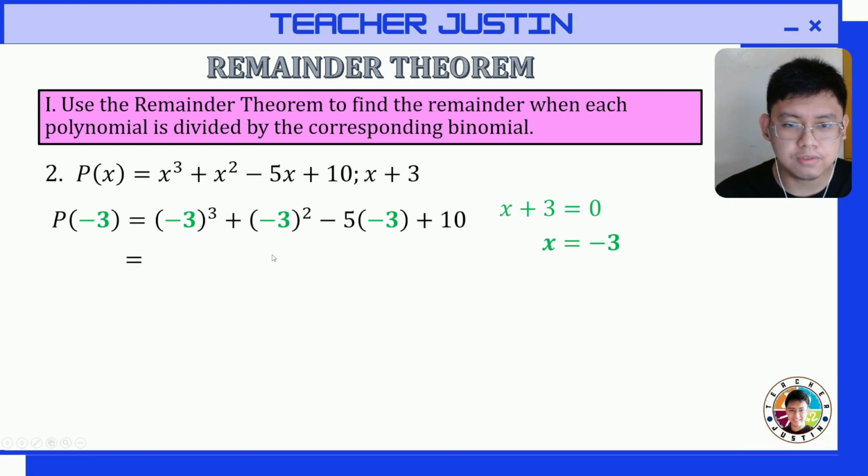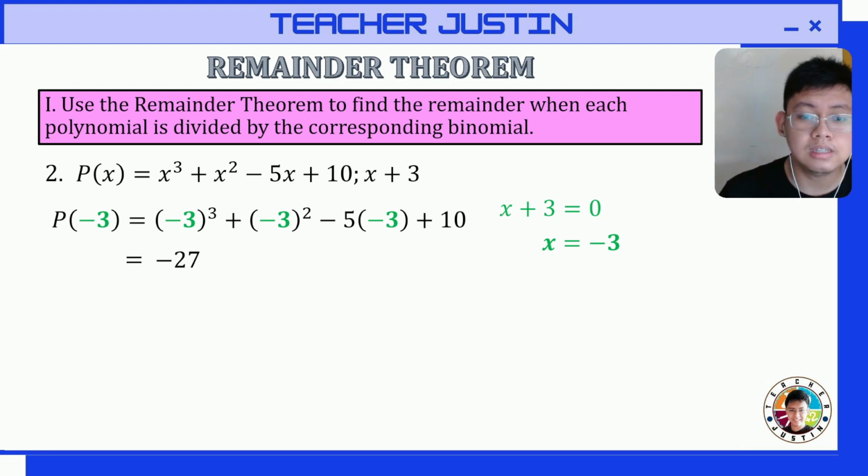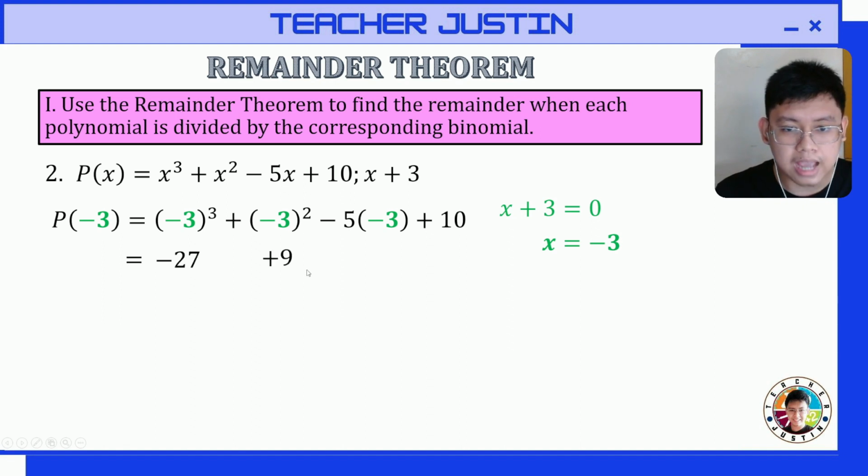So we will have the cube of negative 3 is negative 27 kasi negative 3 times negative 3 is positive 9. 9 times negative 3 is negative 27. Tapos, negative 3 squared is positive 9. Tapos, negative 5 times negative 3 is positive 15. And then, let's just copy 10.